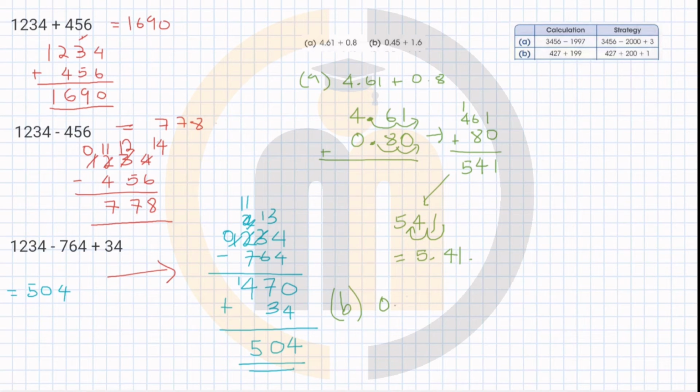We have 0.45 plus 1.6. Now let's make this into a normal number, so we remove the decimals. We have two decimals as well. So this will be 45 plus 160, because you see two decimals, so we have to add a zero here. Okay, so let's do this quickly. So 160 plus 45, we have 5, 6 plus 4, 10. So 205 is the answer.